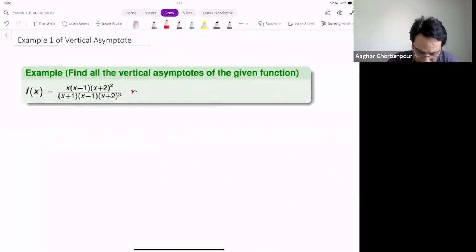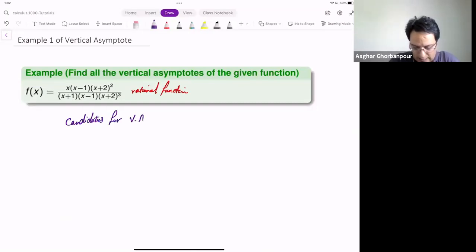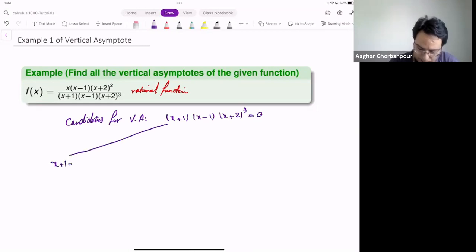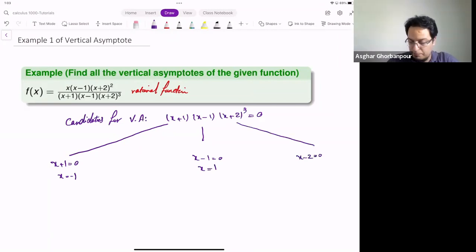So I know this is a rational function, that's obvious. And while the candidates for vertical asymptotes are zeros of the denominator, it means that I have to find these. From this we see that x could be equal to zero. That means that x equal to negative one is just a candidate. x minus one being equal to zero means that x equal to one is another candidate. And x plus two equal to zero means that x equal to negative two is another candidate. We have three candidates. We are not done.